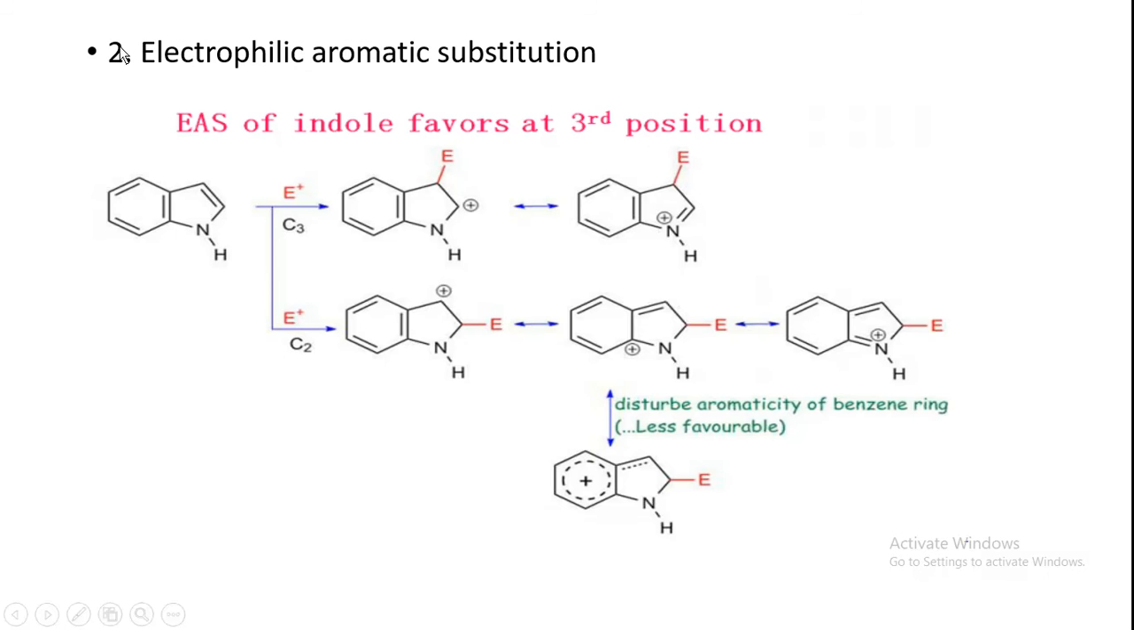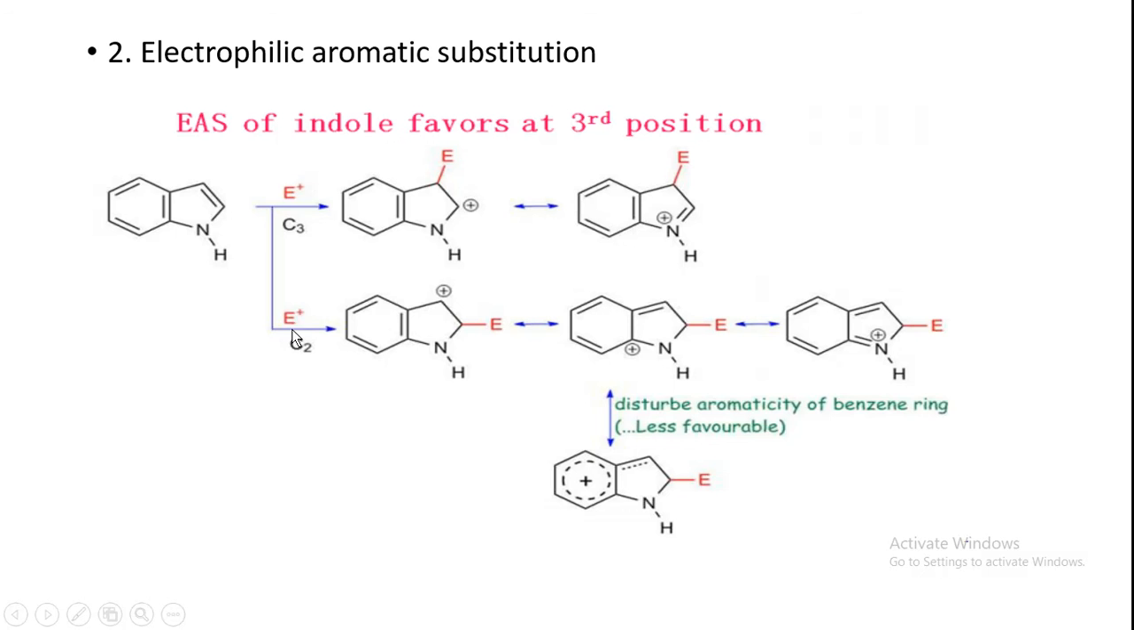Next, electrophilic aromatic substitution. You will get various electrophilic aromatic substitution reactions in indole. The positions prone to attack are C2 and C3. That means this is the first position, second and third. If there is attack at C3, this resonance is possible and ultimately it is stable. That's why the third position is favored.